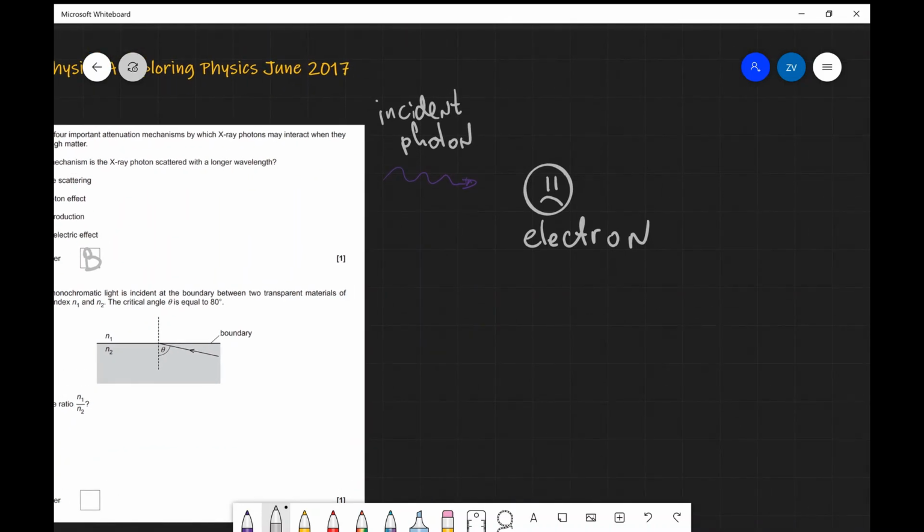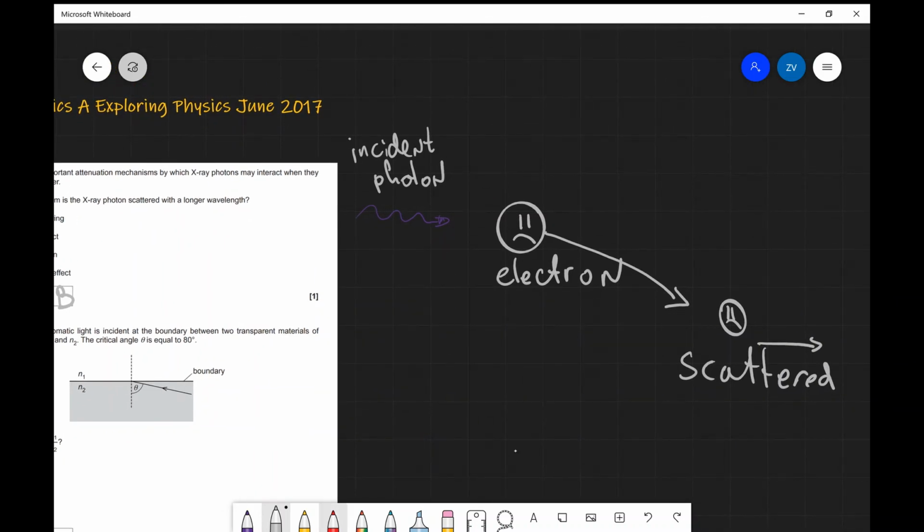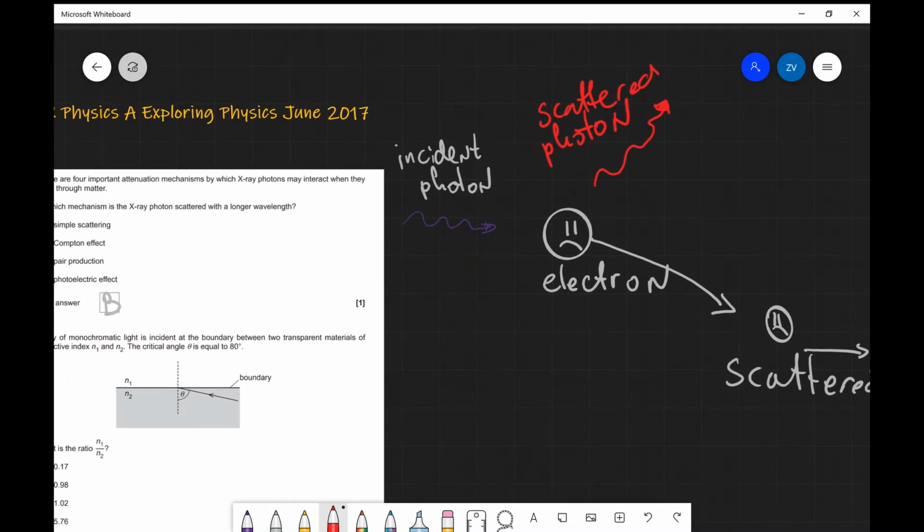So what happens is that this electron gets scattered. So the electron is scattered like so. However, the incident photon still has some energy left. So it is also scattered. So scattered photon. The reason why I'm drawing this in red is because red has a longer wavelength because it has less energy. So there's still some energy left, and this one here has lower energy.